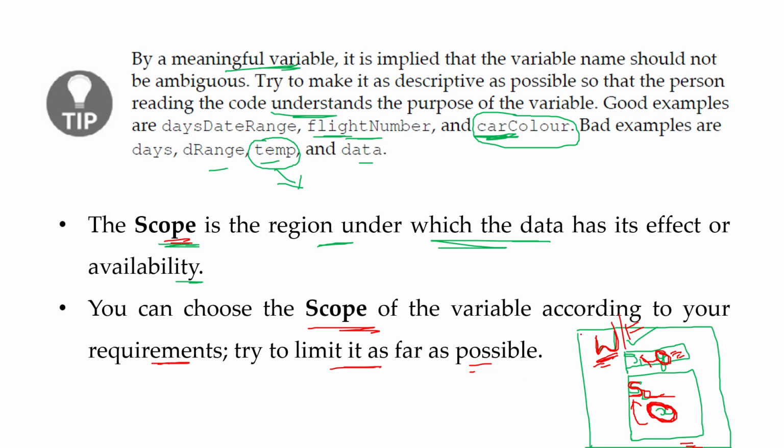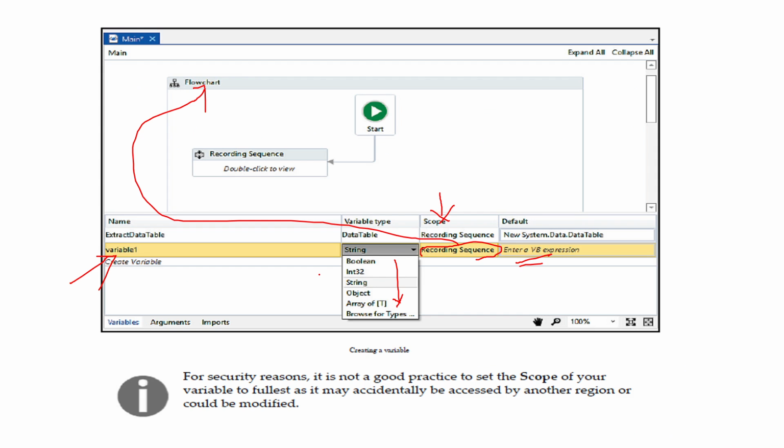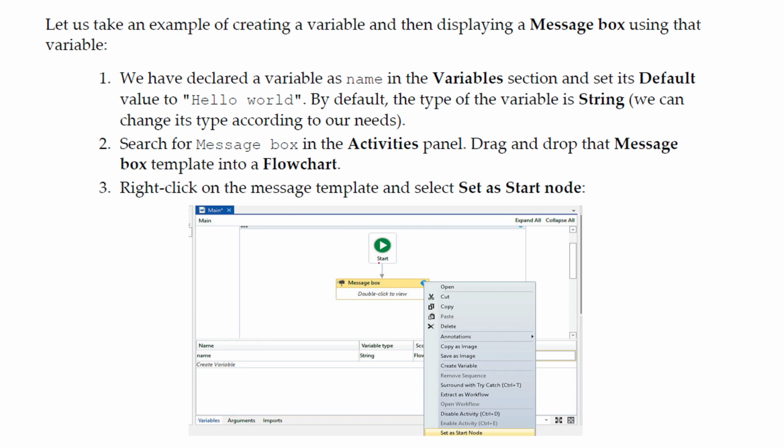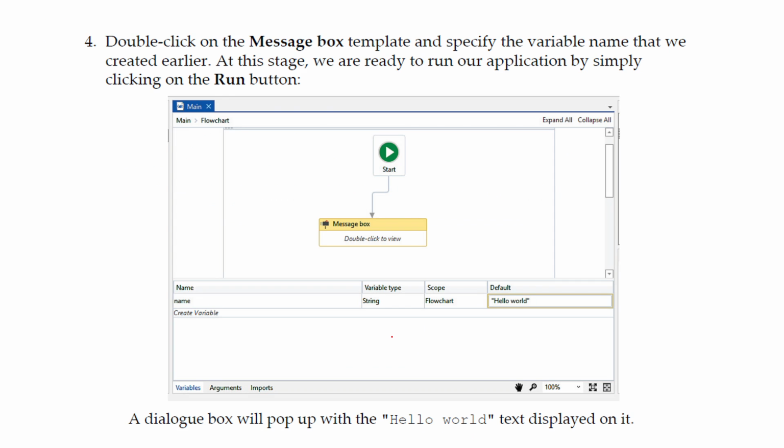So workflow means the complete set of steps present to do the task, or you can take flowchart also, no problem. Don't get confused between workflow and flowchart. Clear? We already have seen this and have learned how to connect a message box to the start node. This is another way: you can right click on this message box and choose Set as Start Node. We have seen this.